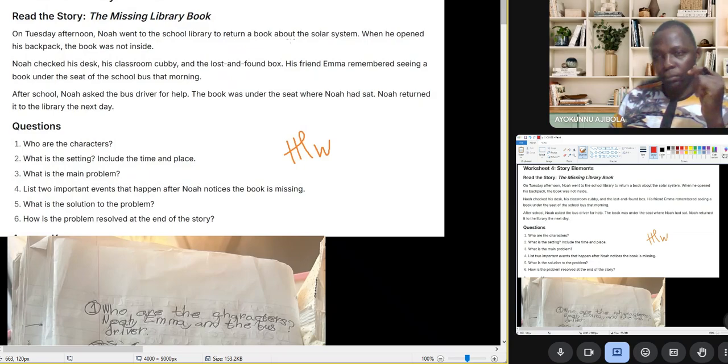Okay. On Tuesday afternoon, Noah went to the school library to return a book about the solar system. When he opened his backpack, the book was not inside. Noah checked his desk, his classroom cubby, and the lost and found box. His friend Emma remembered seeing a book under the seat of the school bus that morning. After school, Noah asked the bus driver for help. The book was under the seat where Noah had sat. Noah returned it to the library the next day.